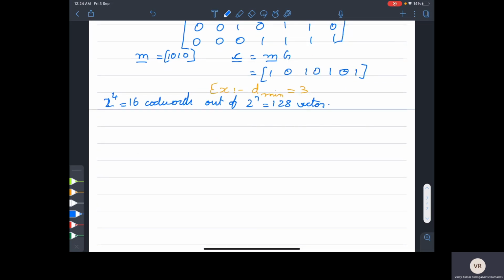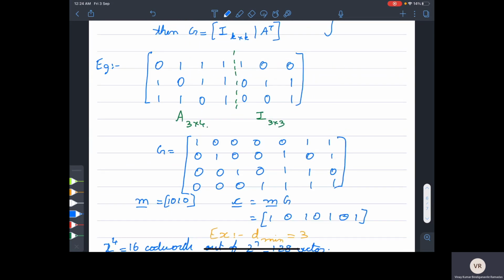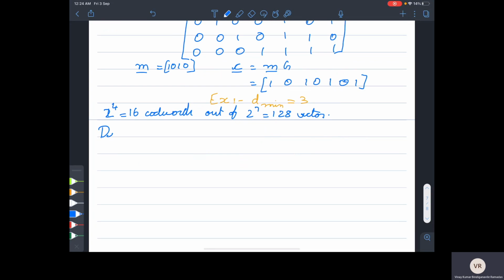Okay, so that was regarding the encoding. So you see that it is a very simple process, in the sense that once you know the generator matrix, it just involves multiplication of the message vector with the generator matrix. So what about the decoder?